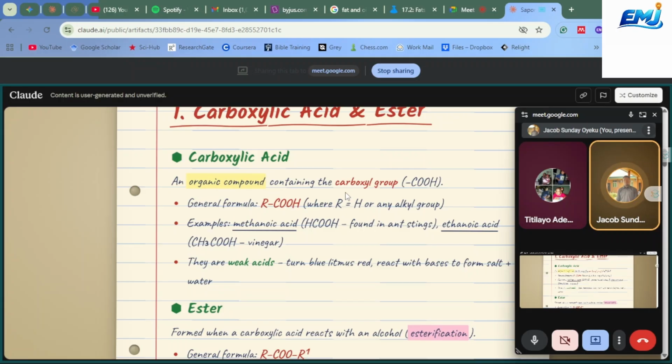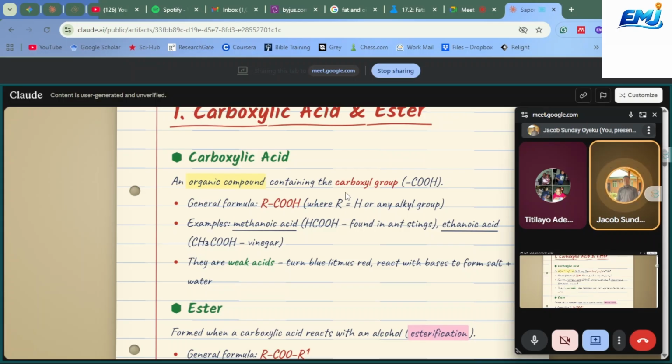You can hear me? Okay, so carboxylic acid, if you look at your screen, is an organic compound containing what you call the carboxyl group. That carboxyl group is that thing you are seeing here as COOH. That is the carboxylic acid group. So any organic compound that you see that contains COOH is a carboxylic acid.